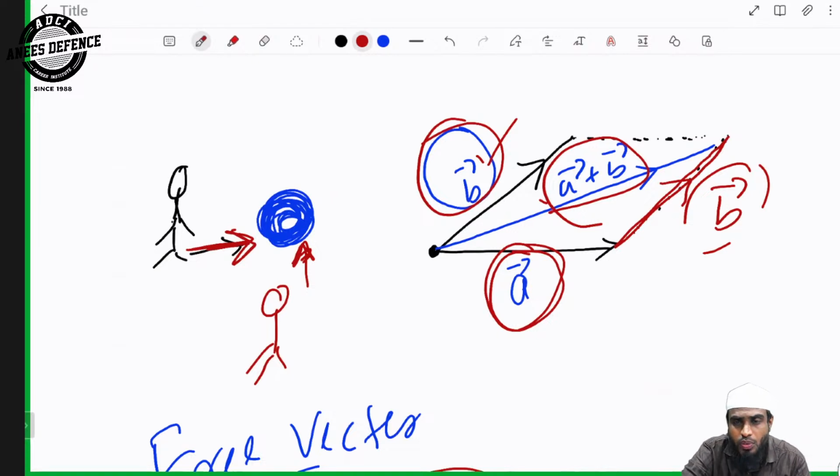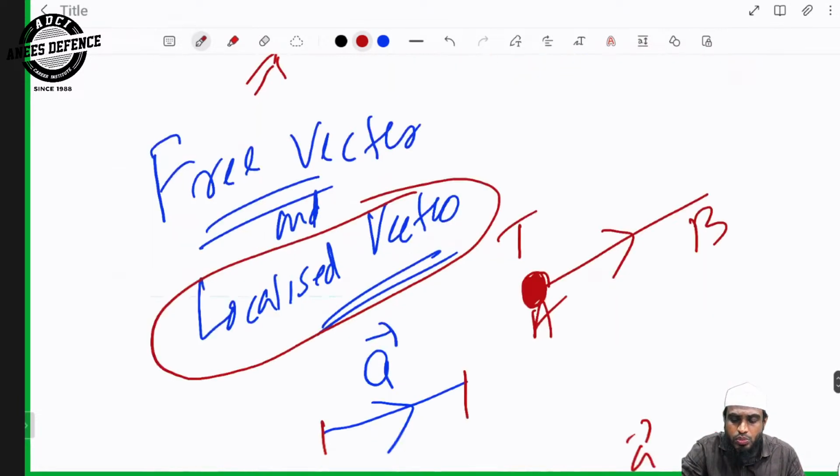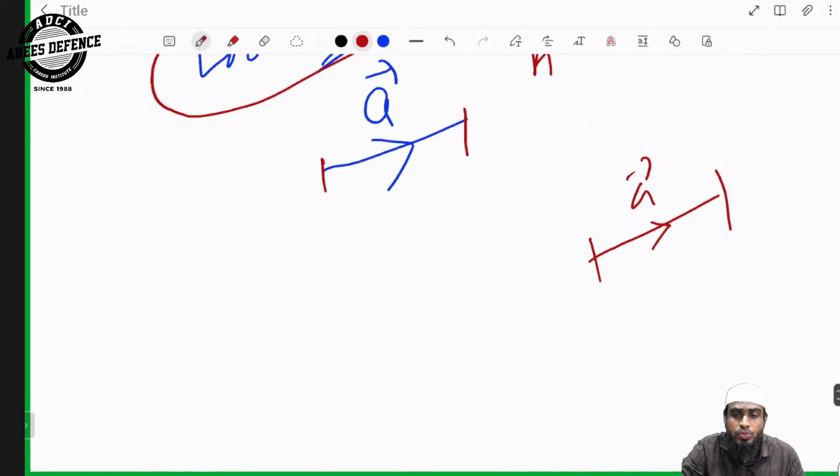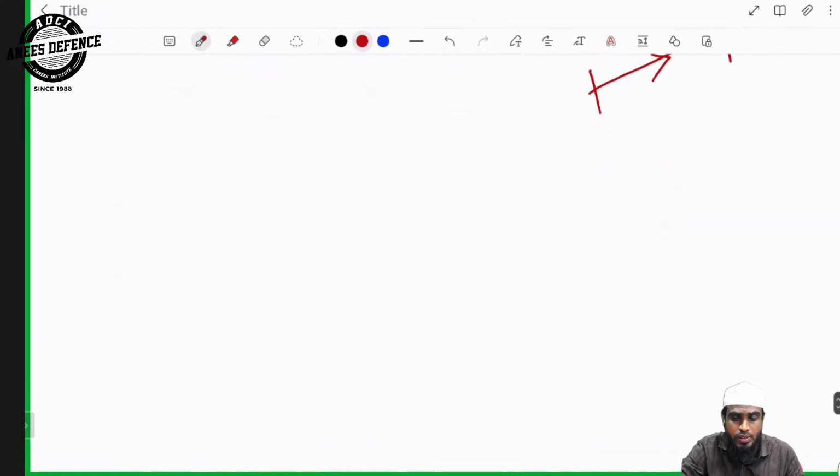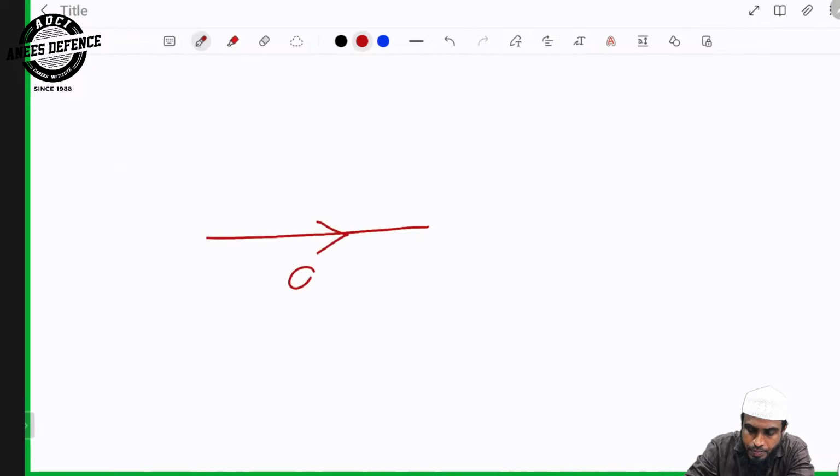In triangle law, we use it when the forces are applied one after the other. In parallelogram law of addition, we consider it when both forces are applied simultaneously. Similarly, subtraction. What is subtraction? Here you can see one vector A, another vector B.